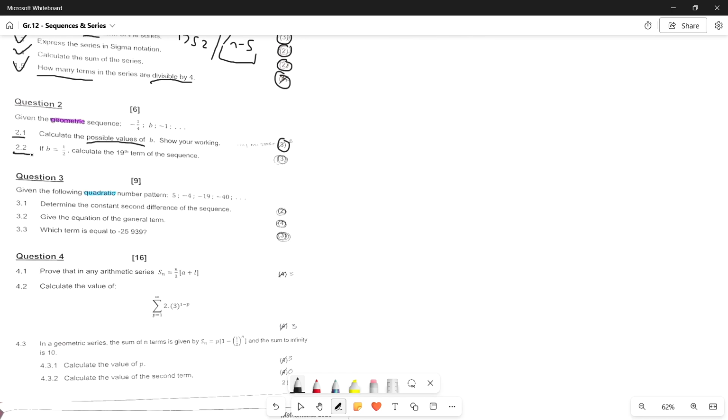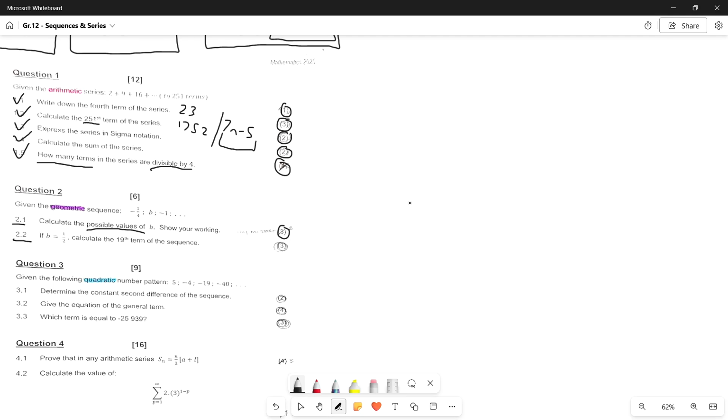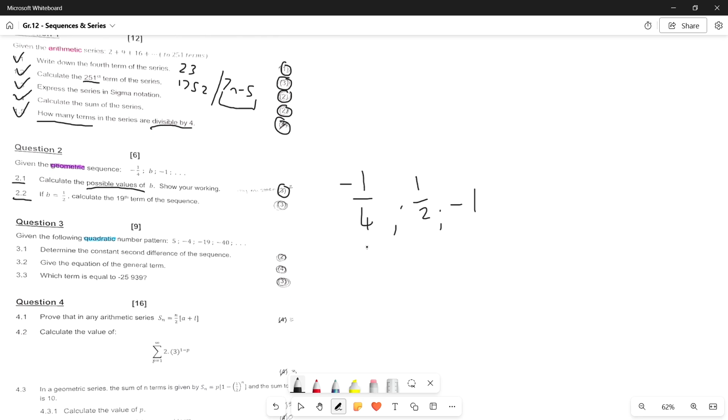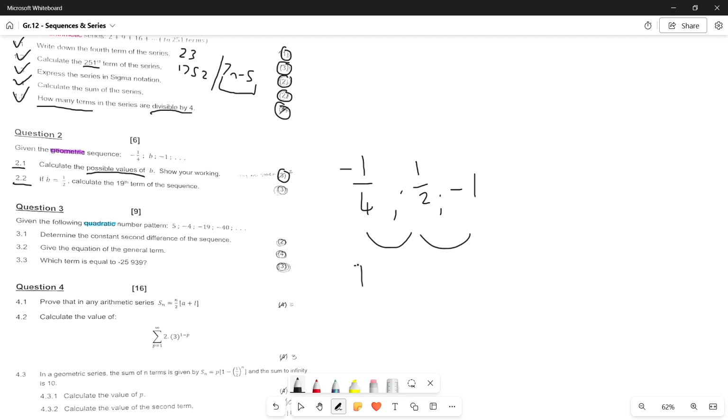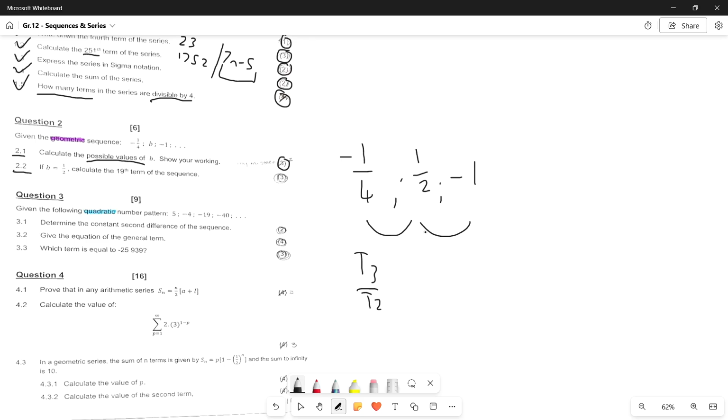From there, we're on 2.2, where they gave us the answer to work with. So if we couldn't get the answer in 2.1, they're telling us to work with this answer. But this is also a nice way to see that we have an answer they've given us, so let's see if I can get that answer in the previous question, if we were struggling or not sure of the direction to go in. They're saying if b equals a half, calculate the 19th term of the sequence, because now we know we have -1/4 there, b as a half over here, and then -1 over there, which means we can get our ratio by putting t3 over t2 or t2 over t1. We just made them equal each other to solve for something that was unknown.